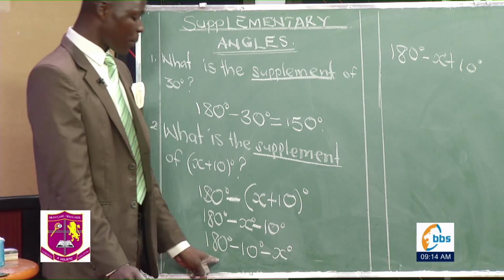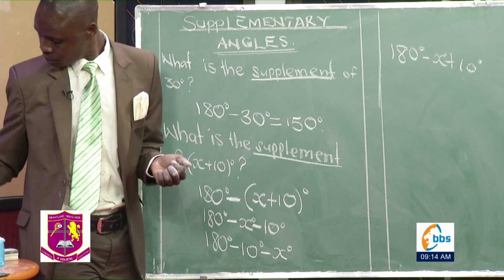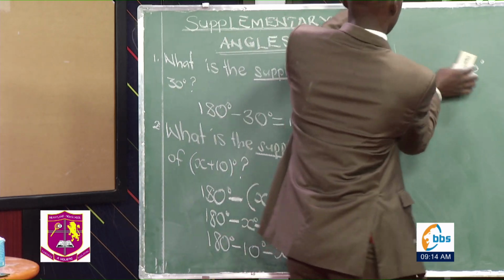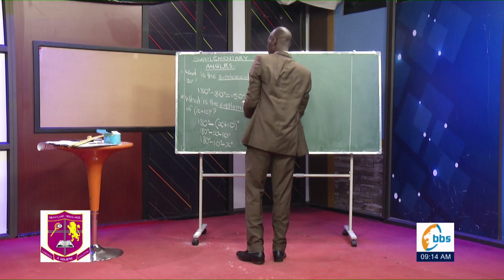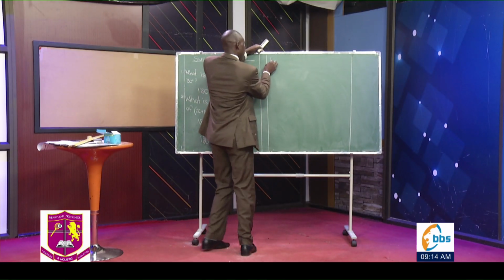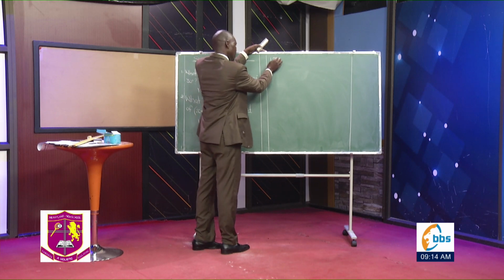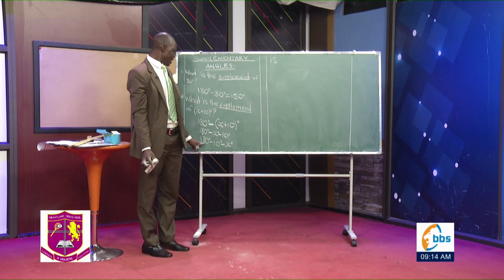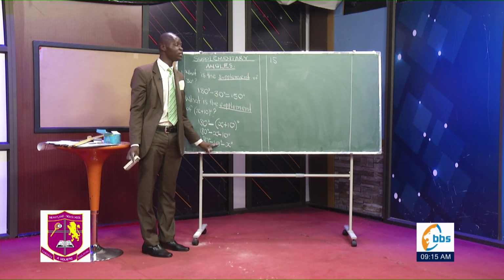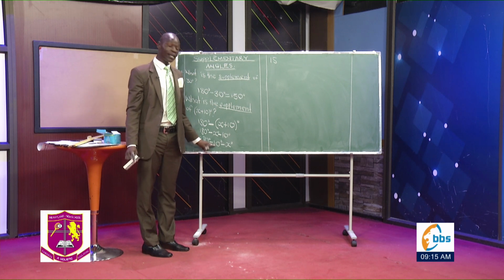So we shall end up getting 180. When you get 180 degrees minus 10 degrees, you will get 170 degrees.